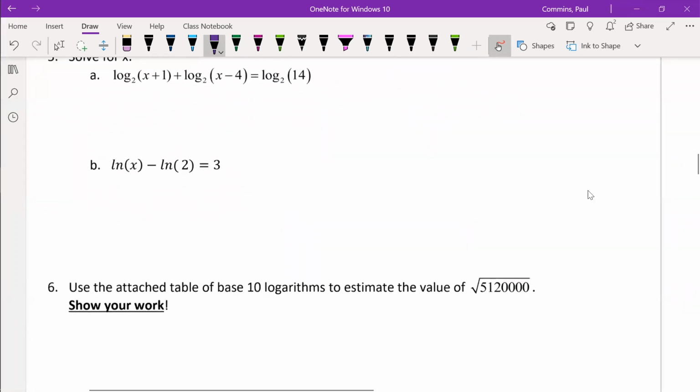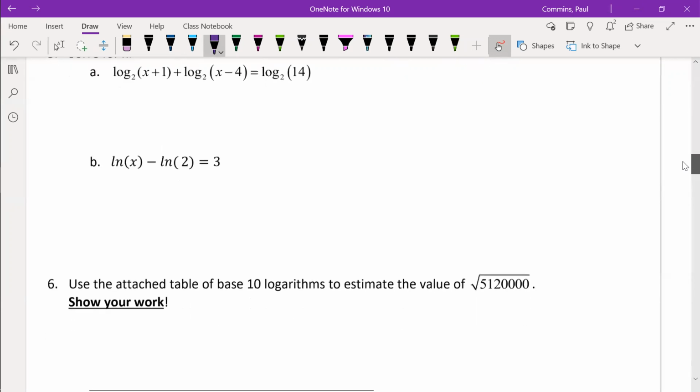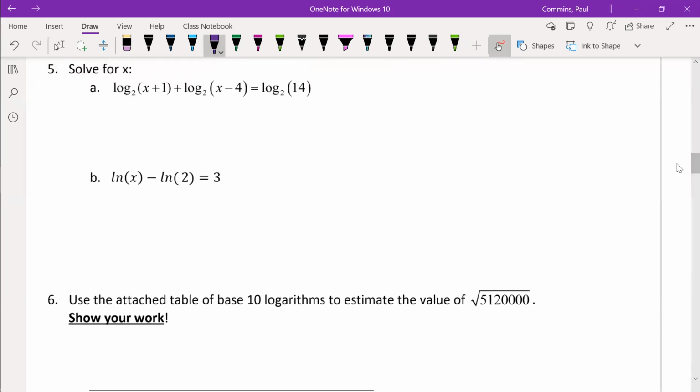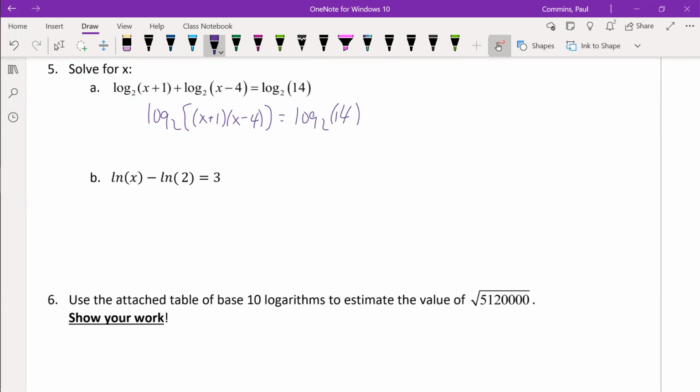Solving this guy, you want to collapse, and then either collapse both sides or collapse one side and then apply the inverse to it. This one I'll collapse both sides because it's easy to do that. This is log base 2 of the product, x plus 1 times x minus 4, equals log base 2 of 14. And since log is a one-to-one function, if the outputs are the same, the inputs must be the same. So that means this is the case.